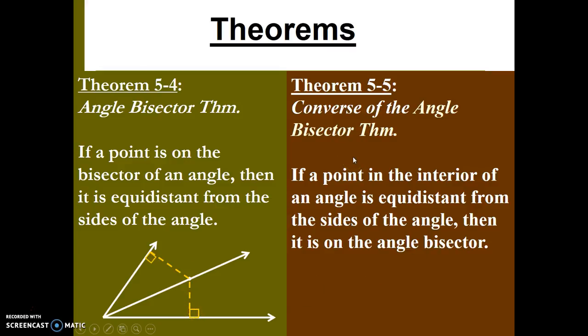And then you could guess the converse. If a point is in the interior of an angle and is equidistant from the sides, so if this is equal distance, then that point has to be on this angle bisector right here.